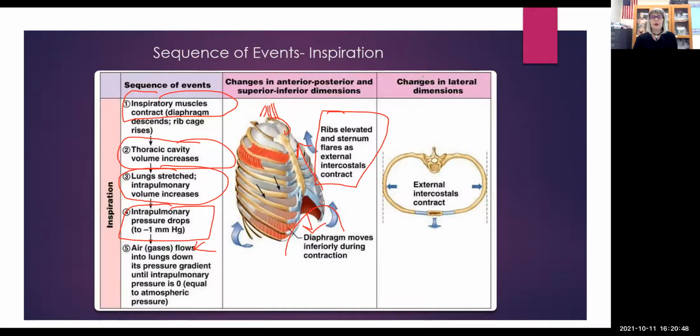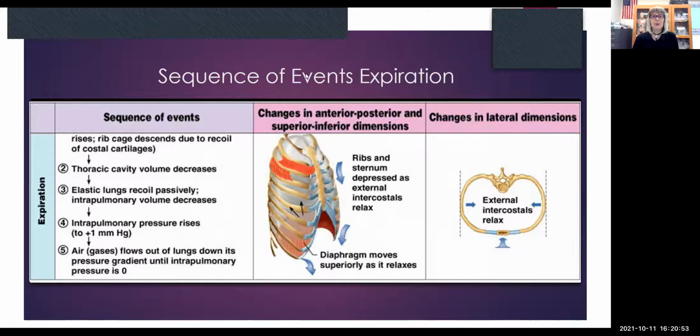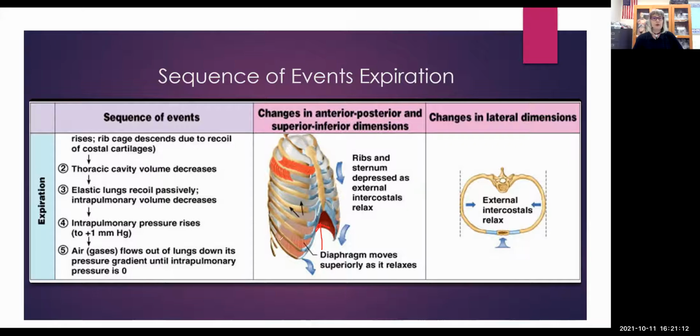All right. So that is pretty much what happens on inspiration. Now on expiration, this is what we have: reverting back to the original, right? So we have the diaphragm returning back to its dome shape. The rib cage drops back down, so the rib cage descends due to recoil of the costal cartilages. Your external intercostal muscles relax.